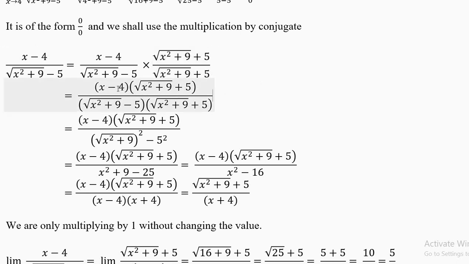Now upstairs you have x minus 4 into the bracket of this square root of x square plus 9 plus 5. Now this is minus and there is a plus here. When you multiply the conjugate, look at page 1 of the notes. You will get this square minus this square. Now 5 square is 25. When you square the square root, you will get back the same expression. 9 minus 25 is minus 16. Now factorize this: x minus 4, x plus 4. This x minus 4 will cancel here. You will be left with this. So this expression is identical to this expression. It looks different, but it will help you to avoid the 0 by 0 problem.